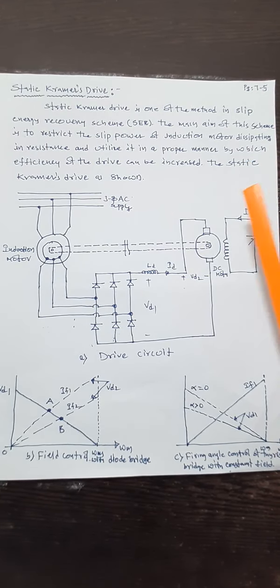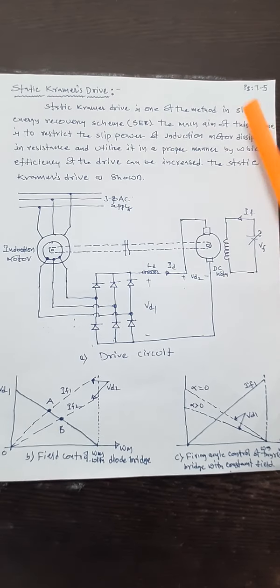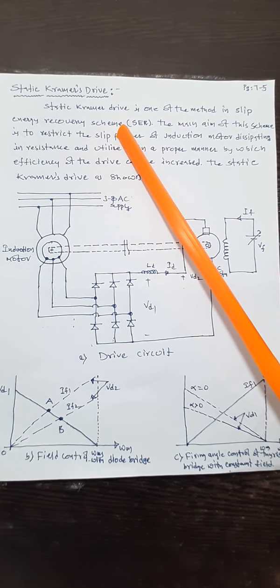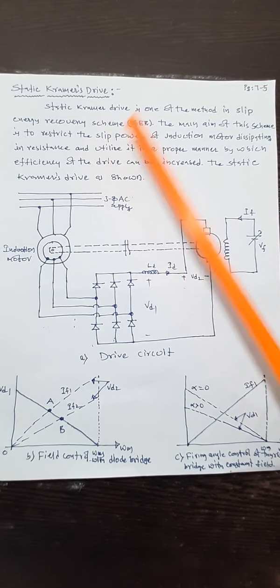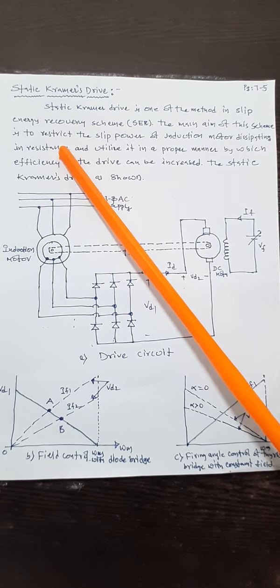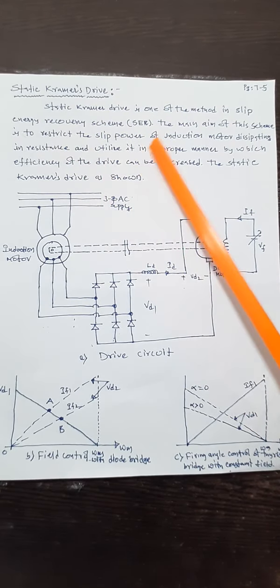So let us see what the discussion is here. The static Kramer drive is one of the methods in the slip energy recovery scheme. The main aim of this scheme is to restrict the slip power of the induction motor from being dissipated in the resistance, and to utilize it in a proper manner by which the efficiency of the drive can be increased. The static Kramer drive is as shown here.